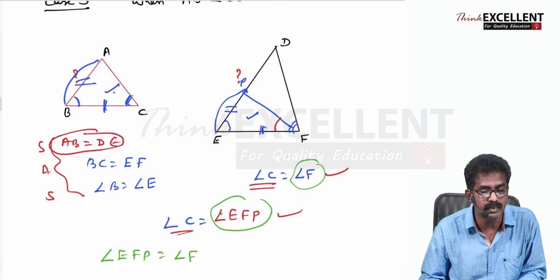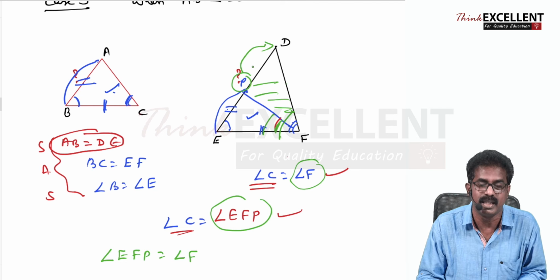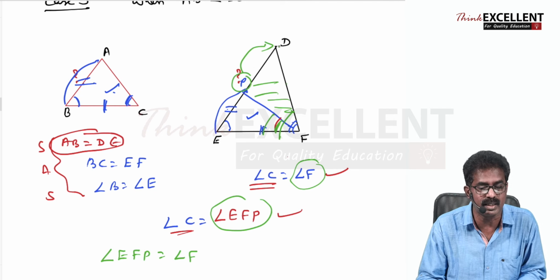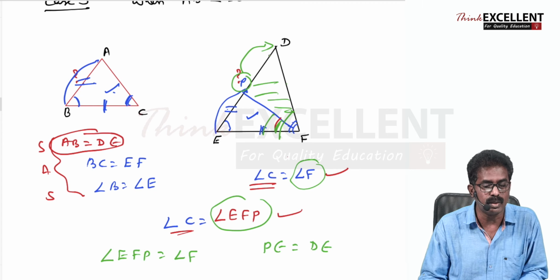See the diagram, second diagram, EFP. Which is EFP? EFP is only this part. Equal to angle F means the full angle. This angle is equal to the full angle. How is it possible? Nothing should be here. Means P must coincide with what? D. P must coincide with D. So you know PE is equal to DE.